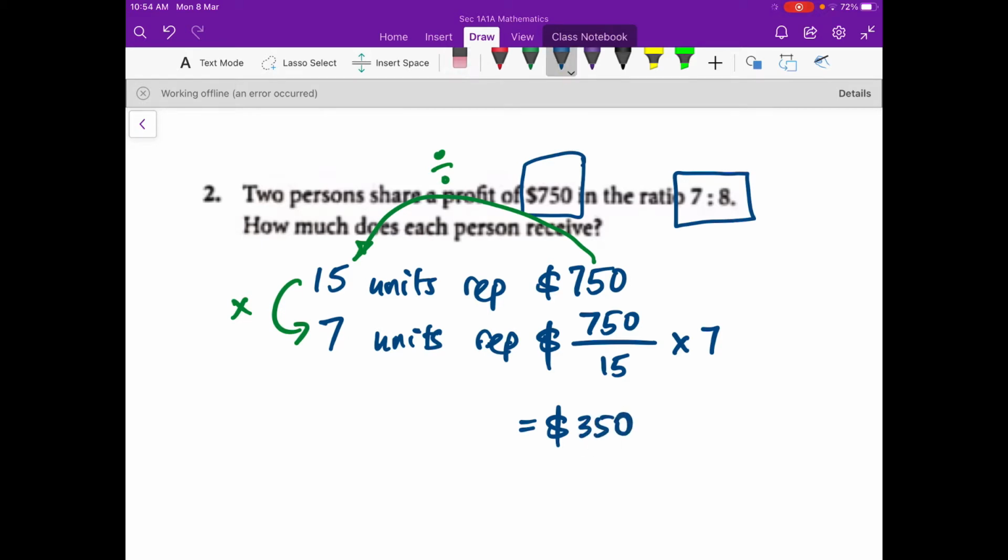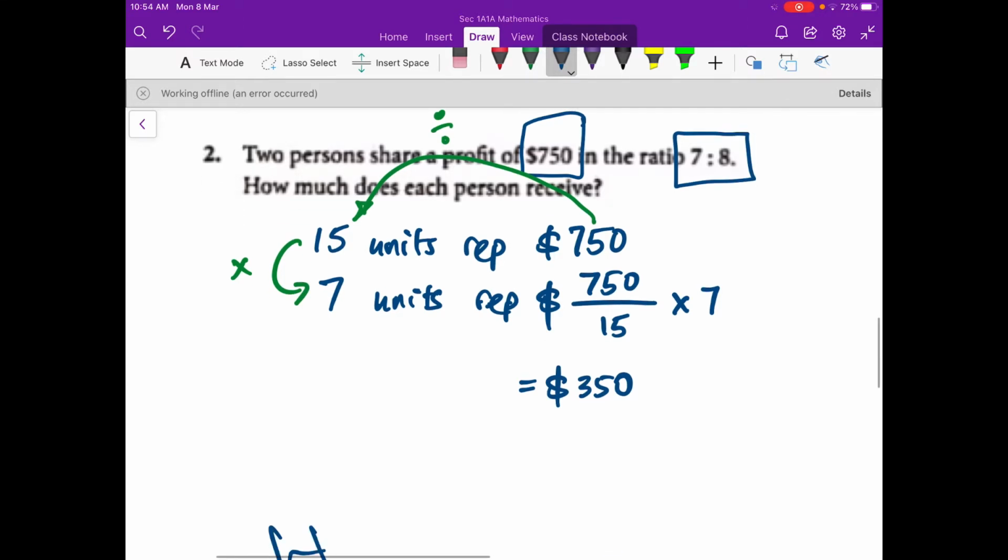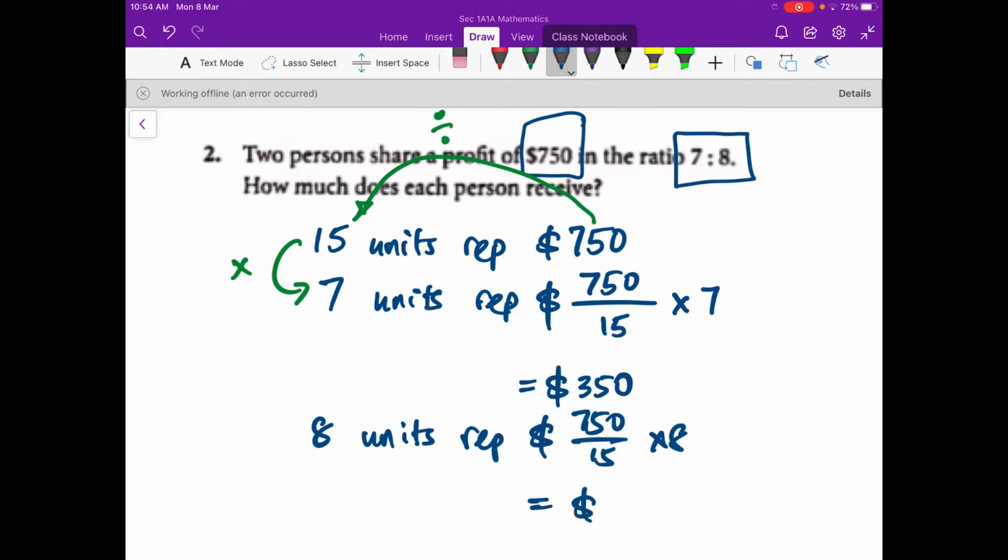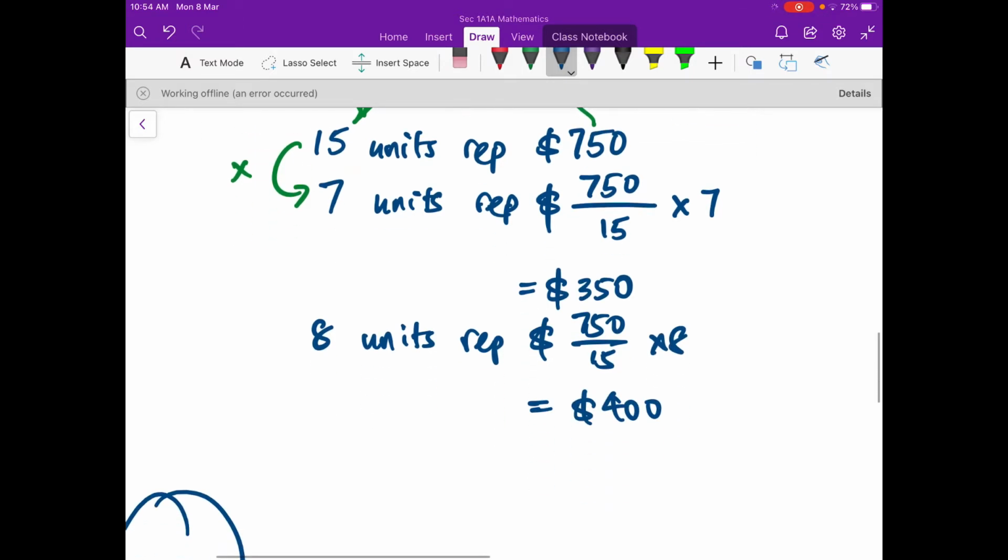So this is the person who got allocated 7 out of 15 units. Okay? So one person is going to receive 350. The other person is going to receive either you take 750 minus 350, you get 400, or you continue the same working. It is the same 750 over 15, but you multiply by 8 to get 400 this time. So they receive $350 and $400.